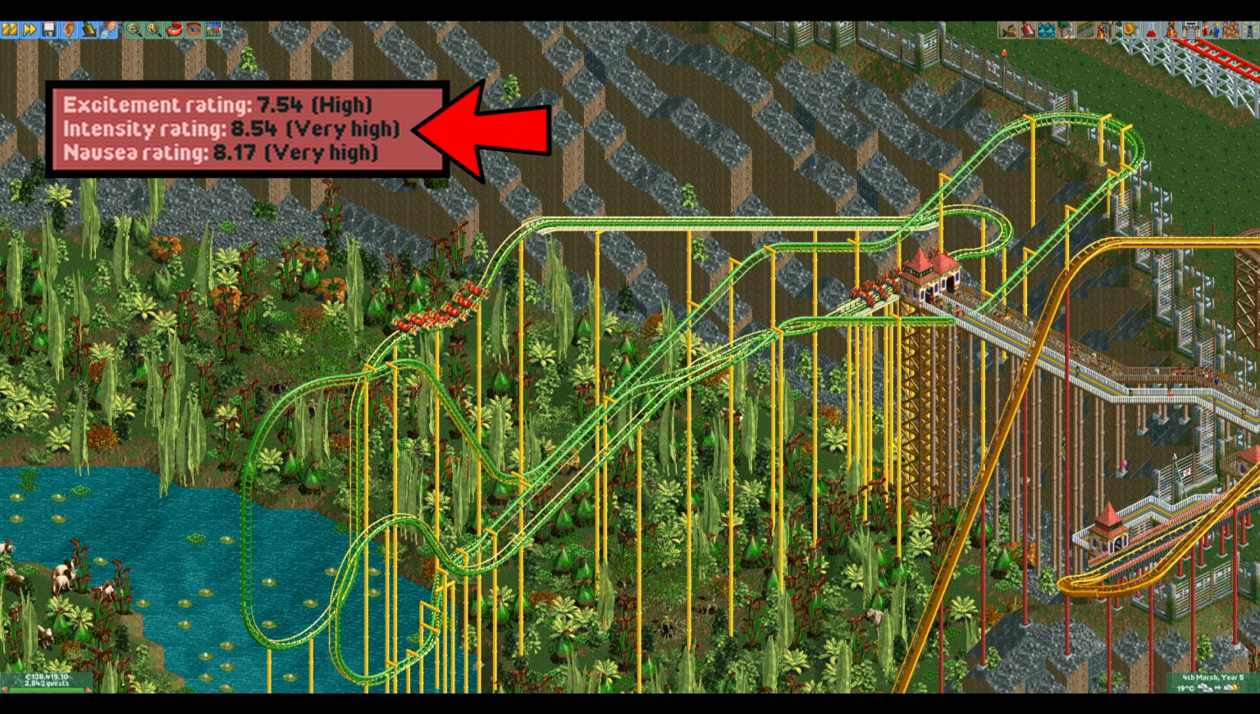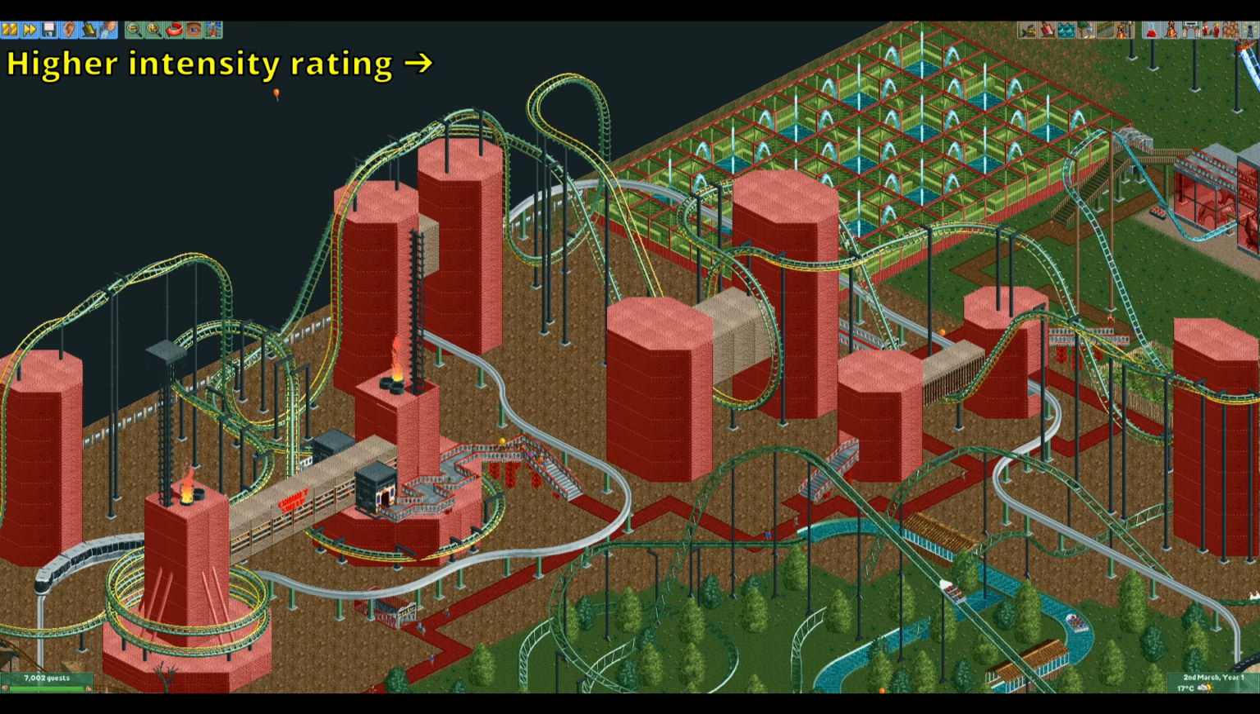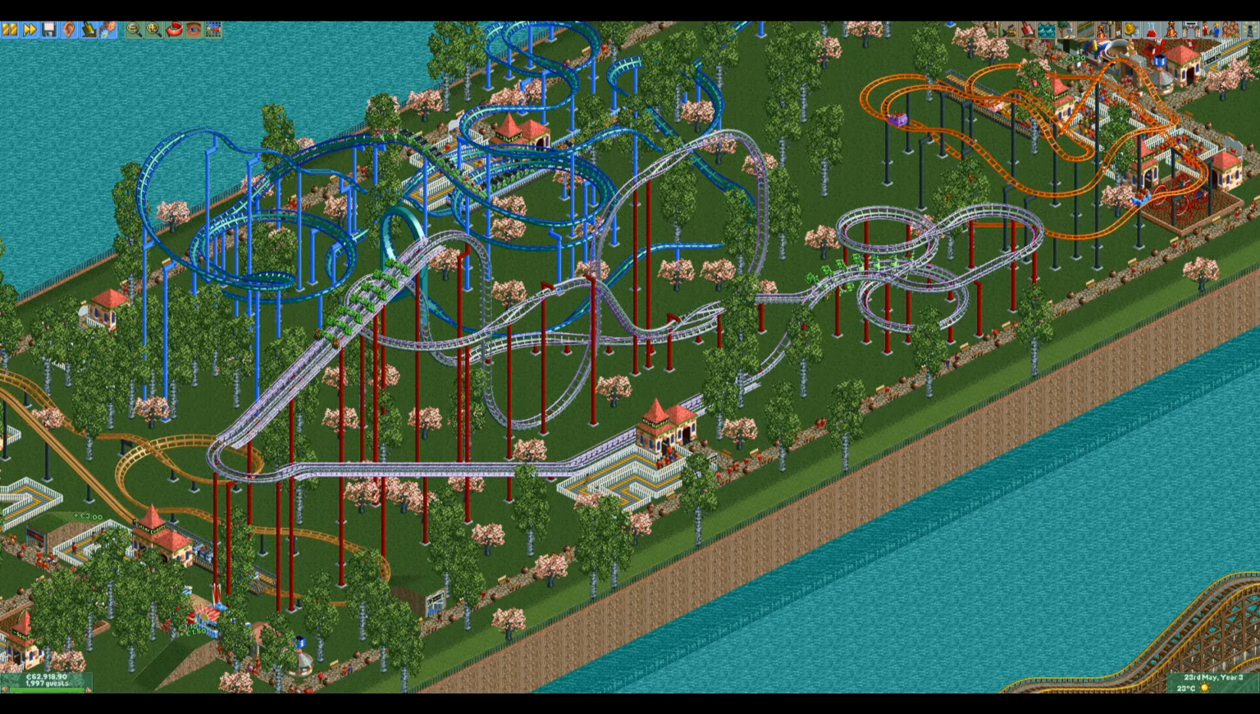Its intensity rating is also quite high, but that isn't always an issue, as there are guests that prefer a higher intensity rating, and some parks even have only guests who prefer 9 or more intensity. The intensity also contributes to the ride value a fair bit, so a higher intensity rating means that it gives more park value and you can charge more for it. The nausea rating also contributes, but it only contributes a third of what the intensity rating contributes and a fifth of the excitement rating. Now let's talk about what kinds of elements it has available.